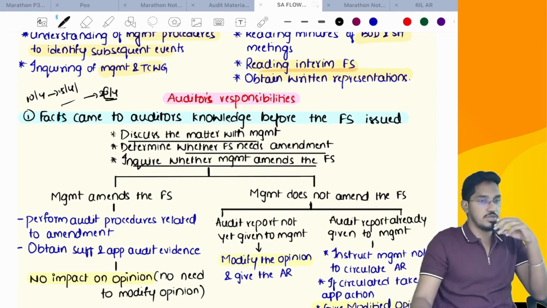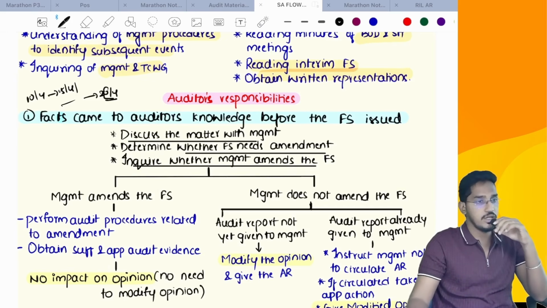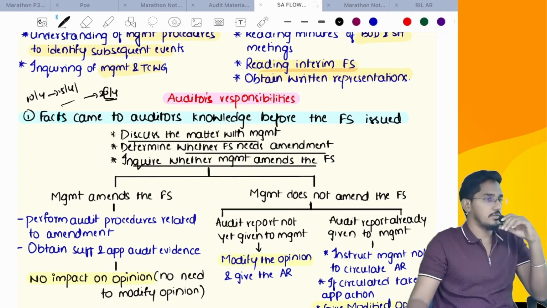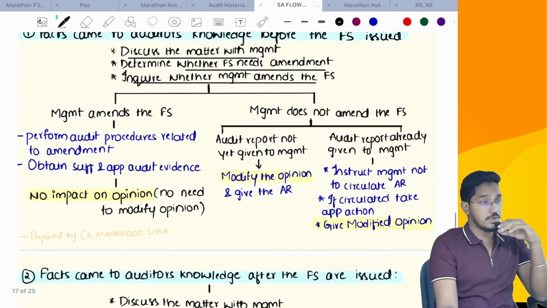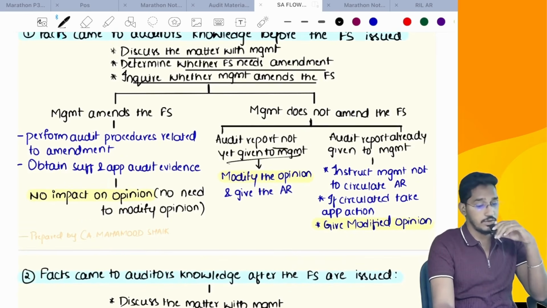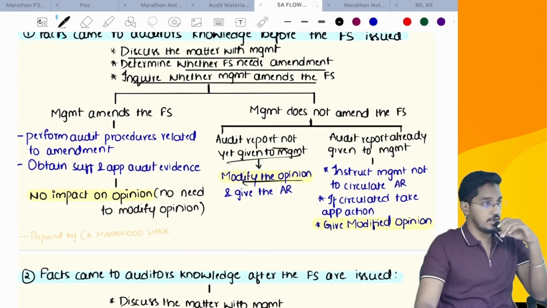You are in a favorable position here. Why favorable position? The report is still with you. You did not give it to the management. What will you do here? Whatever old audit report is there, you throw it away. You give a new audit report. In that, give a modified opinion, add your signature, fix your UDIN and all, and give that new audit report. So if management does not amend the financial statements, there are two cases. In the first, the audit report is not yet given to management. Then what do we do? Modify the opinion and give the audit report.